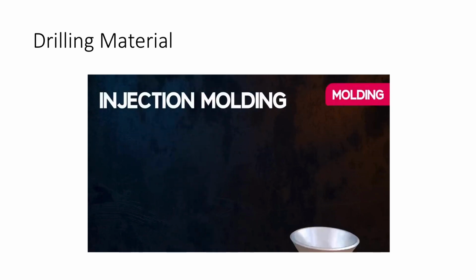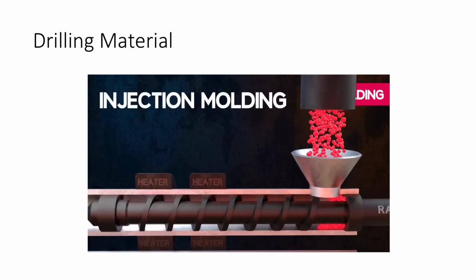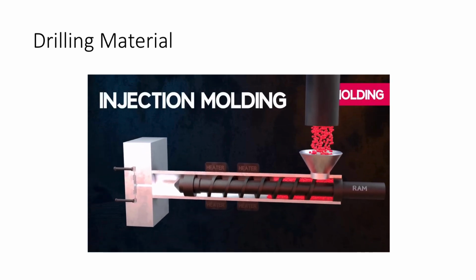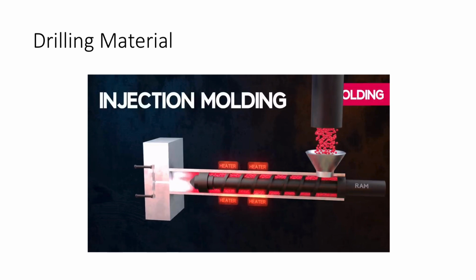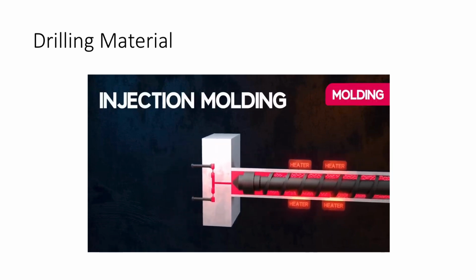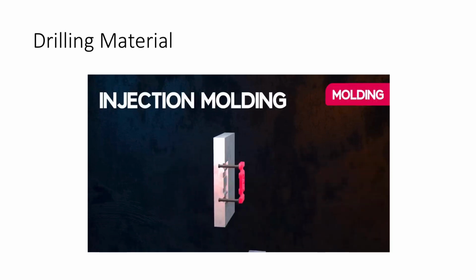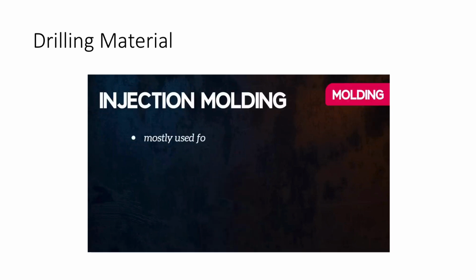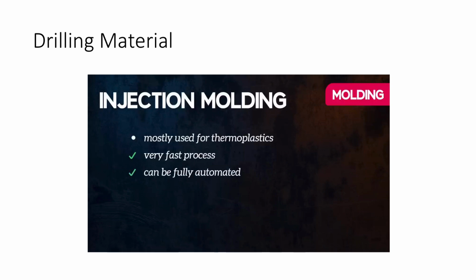Injection molding is the most commonly used manufacturing method for plastics. Polymer granules are fed into the hopper, and a screw is used to pass the material through a heated cylinder before it is forced at pressure into the mold. Injection molding is mostly used for thermoplastics, which are polymers which soften when they are heated and harden when they are cooled. It is a very fast process and can be fully automated, meaning labor costs are low, but startup costs are very high due to the expensive molds, so it is really only cost effective for large production runs.